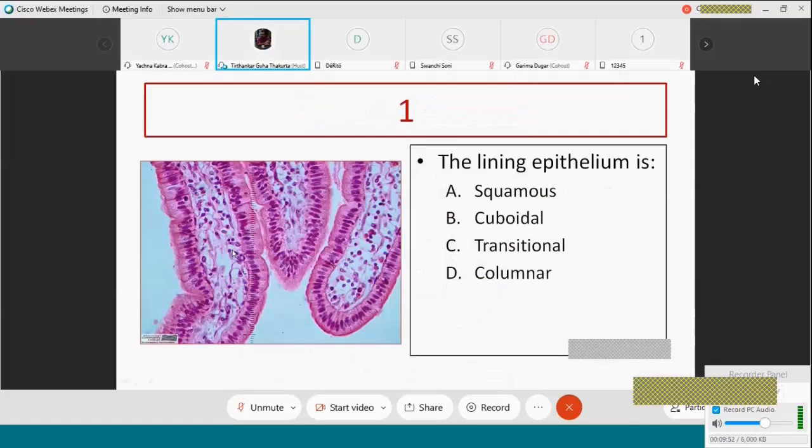What is the lining epithelium of the structure that you are seeing? What you are seeing here is some kind of a structure. It has a lining epithelium. How will you describe this lining epithelium? Is it squamous, cuboidal, transitional, or columnar?